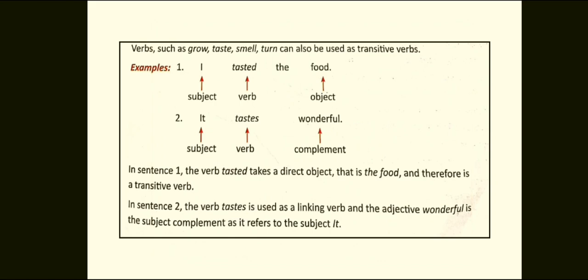The next example, it tastes wonderful. It is the subject, tastes is the verb and wonderful is the subject complement. In sentence 1, the verb tasted takes a direct object, that is the food, and therefore is a transitive verb. In sentence 2, the verb taste is used as a linking verb and the adjective wonderful is the subject complement as it refers to the subject it.